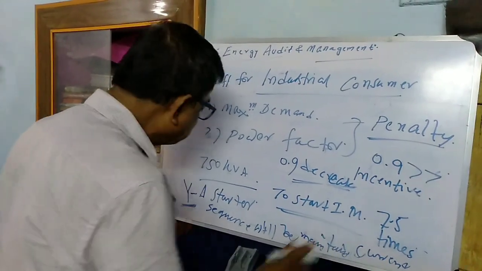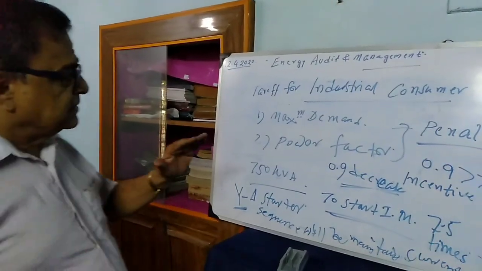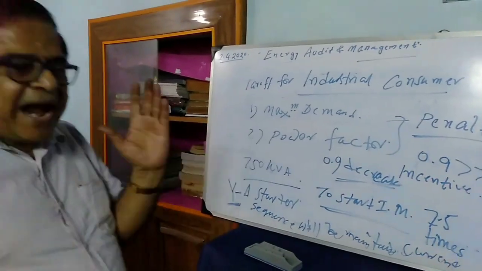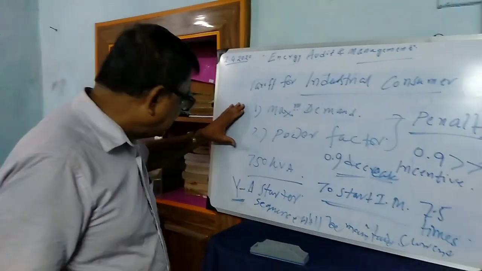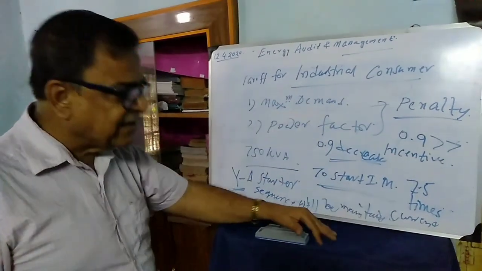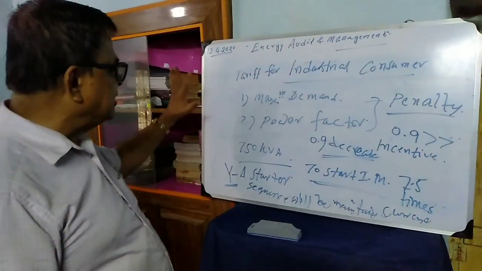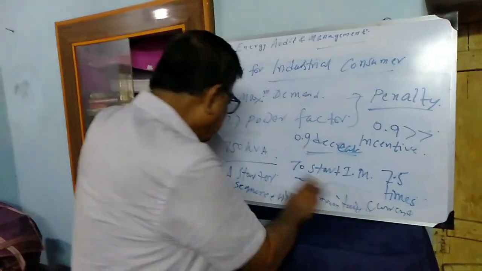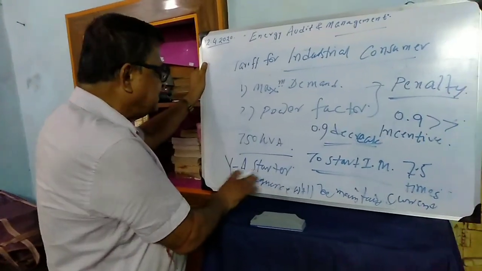How can we maintain the sequence? Say we run a number of conveyors in an industry. The conveyors will start by star delta starter one by one, not at a time. So there is control. One motor will start for one conveyor, and until that conveyor goes from star to delta, the second motor will not start, and in this way you control sequentially. That means interlock control systems are there to control the maximum demand, because 7.5 times current is taken at the time of starting by a star delta starter.